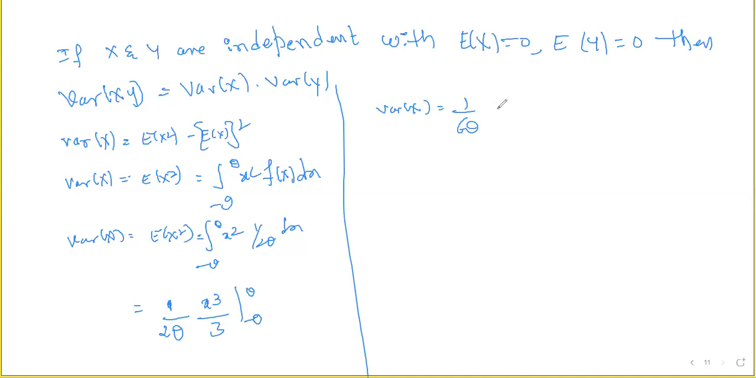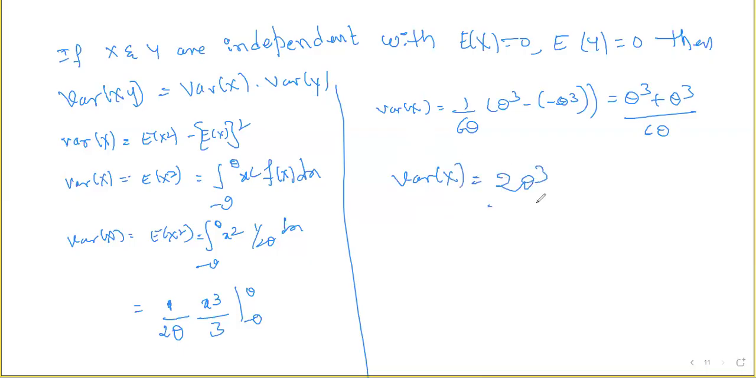Then what we have? x cube means theta cube minus of minus theta cube. This is nothing but theta cube plus theta cube divided by 6 theta, right? So variance of X is equal to 2 theta cube by 6 theta. This is nothing but theta square by 3.